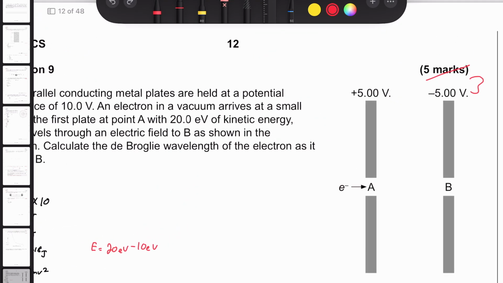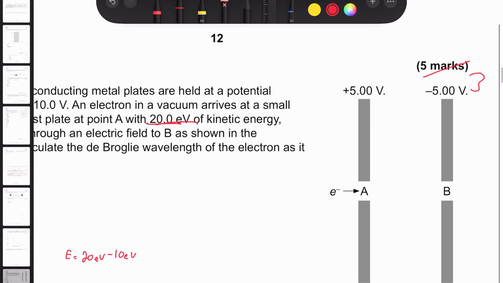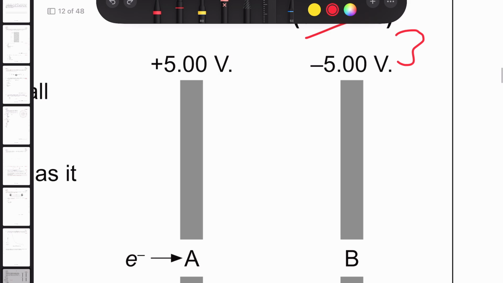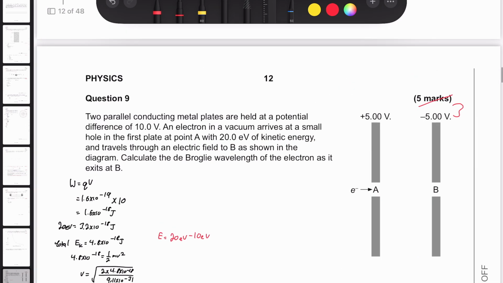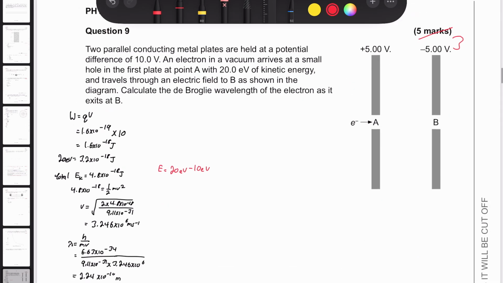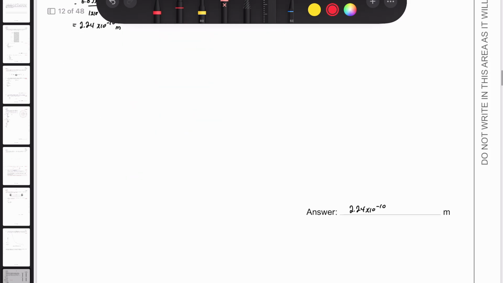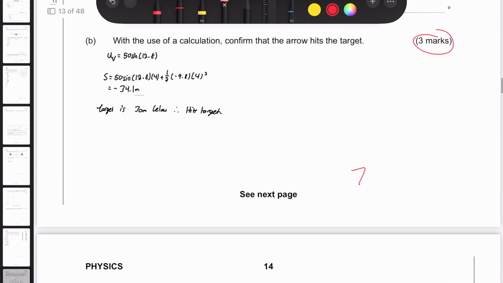This was actually very smart. If you come up with 20 electron volts of kinetic energy, then by the time you reach here, because you're decelerating going that way, because this is the positive one, if you go to the left, you're going to be left with only 10 electron volts over here, because of the electric field. I didn't see that, but they said if you didn't assume that, you can get a maximum of 3 marks if the rest of it is correct. So yeah, 3 marks. Here was correct.